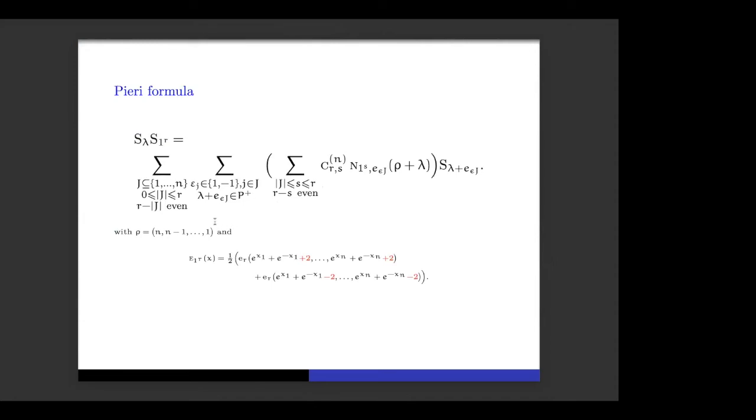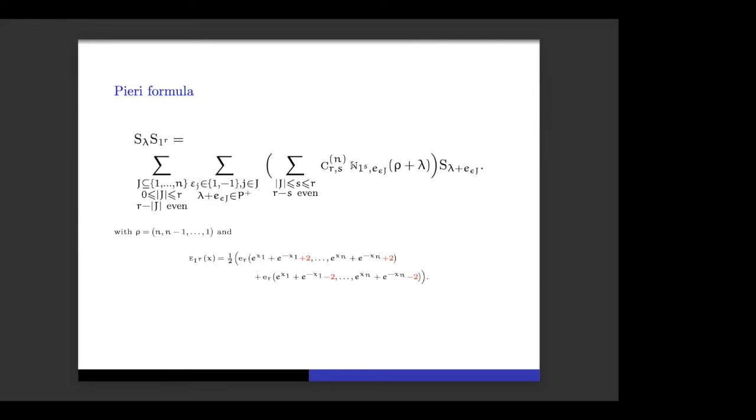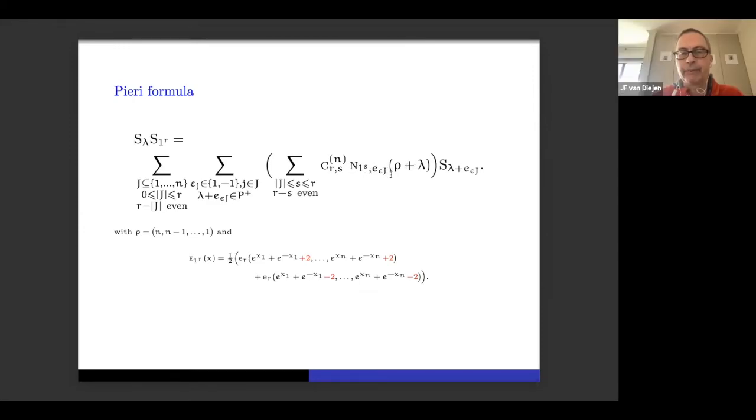I only show you the Pieri formula, the final result, so I don't show the recurrence relation and whatever. Here is the Pieri formula. It looks very similar, but it turns out that these inversion coefficients are a bit more complicated and in fact a bit more interesting. So this part of the formula is very similar. You just have to make small adjustments for the root system.